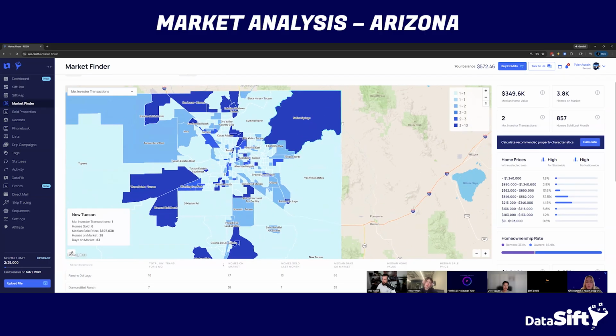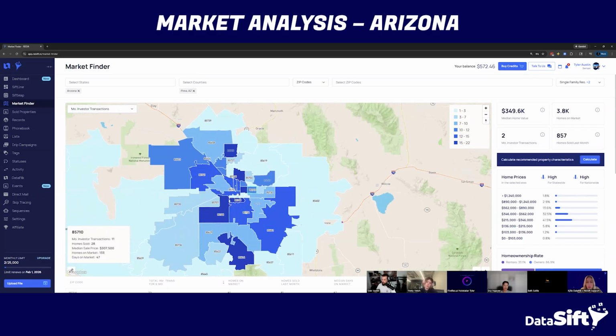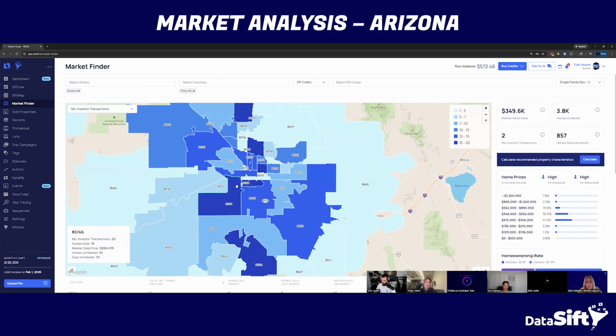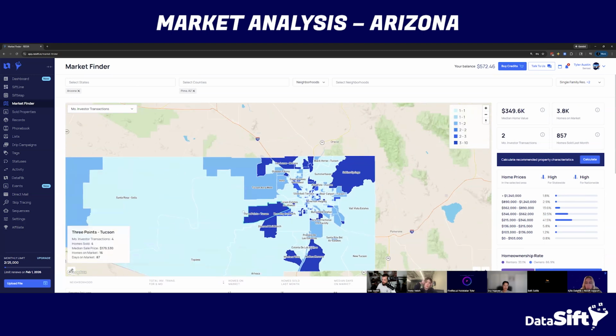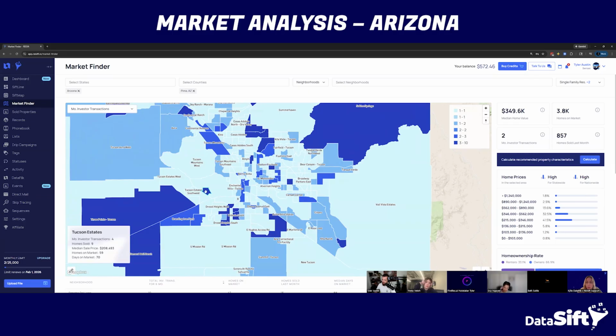Also, what I'm looking for is if I switch back to this zip code, and I look at this predominantly, like 85746 and these ones that I've selected, when I switch back to neighborhoods, notice again, there was a lot of blue here in a zip code, but it looks like it's mostly the tail side of this 3 Points in this Tuscan Estates and a few of these other darker blue neighborhoods. But a lot of these don't have any investor transactions, right?